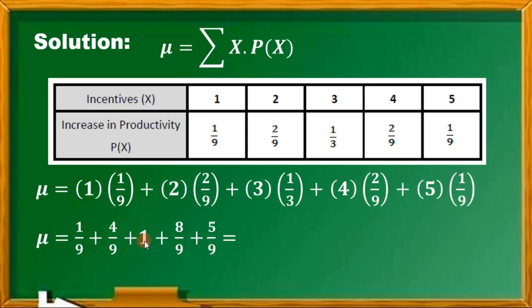Then we have 1. Then we also have 1/9 plus 8/9, that's 9/9, that's 1. 4/9 plus 5/9, that's 9/9, that's another 1. So we have 3. So the mean is 3.